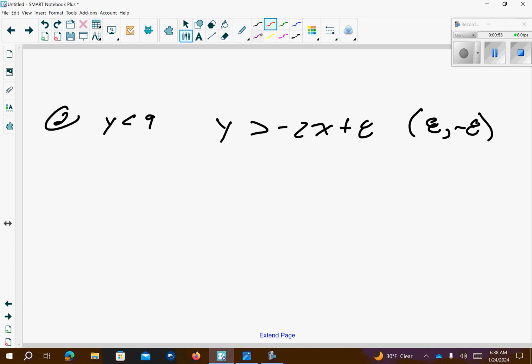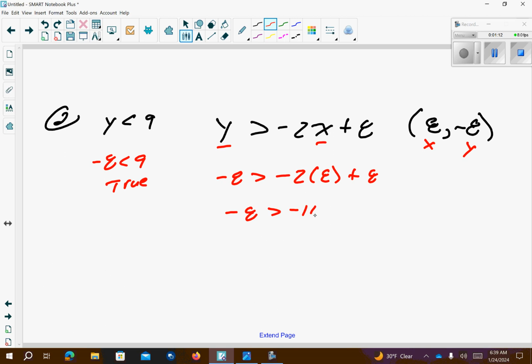All right, next problem, same idea. We're going to put x and y in. So I'm going to take the y value and plug it in. Negative 8 is less than 9. That's true, or yes. And now I'm going to plug my x and y here and here. So I get negative 8 is greater than negative 2 times 8 plus 8. Negative 8 is greater than negative 16 plus 8. So is negative 8 greater than negative 8? Well, it's equal to. So if I had an equal sign down here, it'd be okay. I don't have an equal sign, so this is false. So this is not a solution.